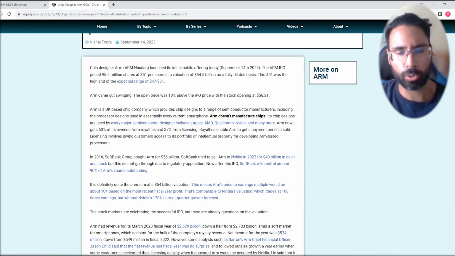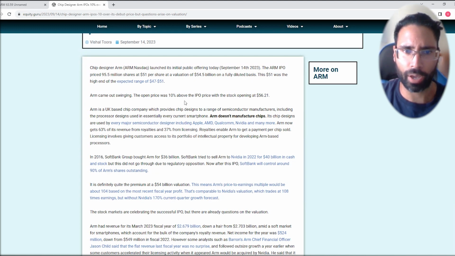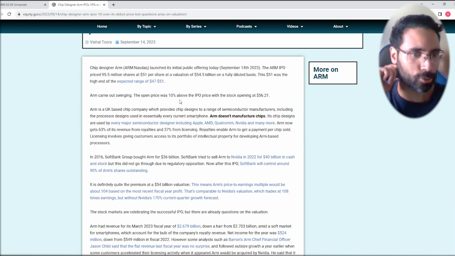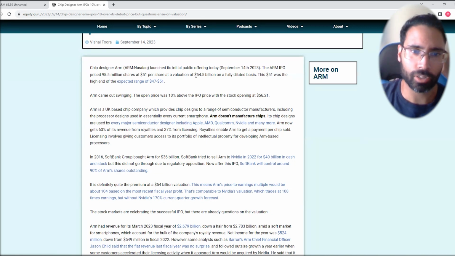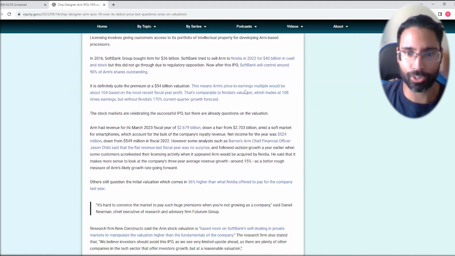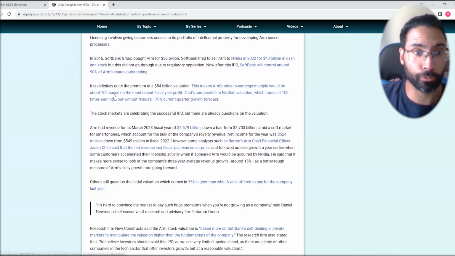As always with IPOs, there are people questioning the valuation, especially in the markets we have today. The valuation is $54.5 billion. That was the valuation of the IPO before the debut price even spiked by 10%. And it means that ARM's price to earnings multiple would be about 104. And that's compared to Nvidia's valuation, which trades at 108 times earnings. But Nvidia has a 170% current quarter growth forecast.